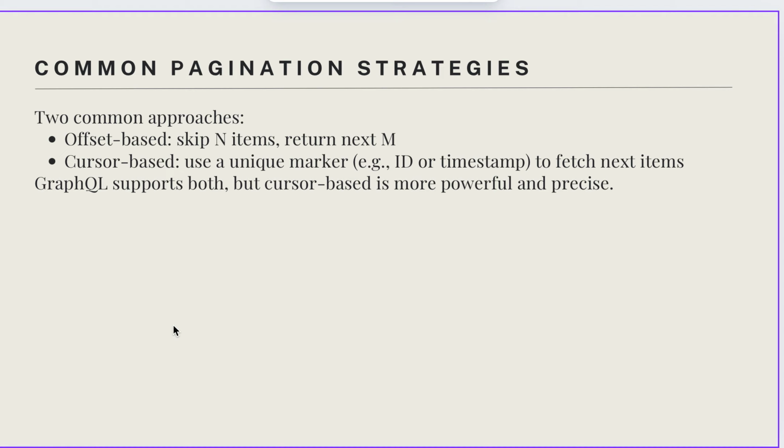In practice, we usually implement one of the two strategies, offset based, where we say skip the first 50 items and return the next 10, and cursor based, where we say return the next 10 items after this unique marker like an ID or timestamp. GraphQL supports both, but each has very different implications in terms of performance, data consistency, and user experience.